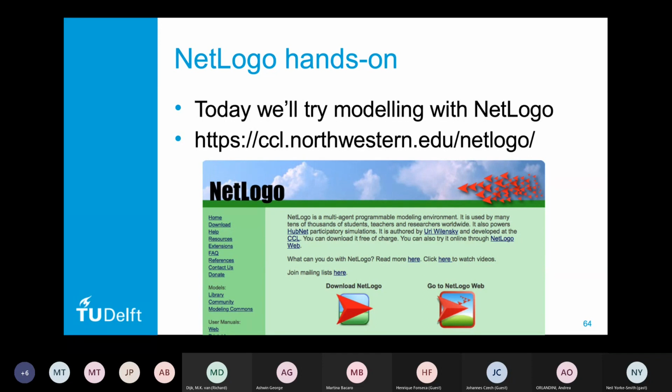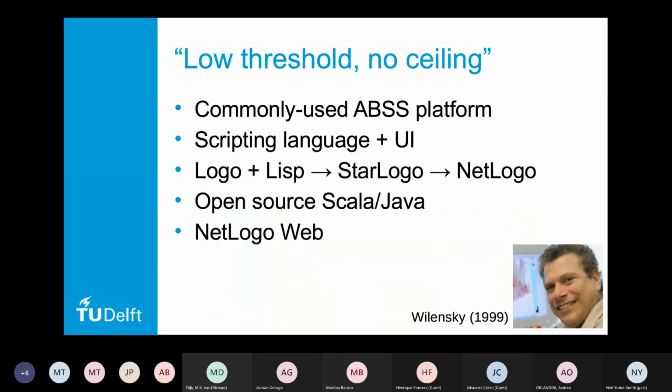Okay. These are screenshots from the NetLogo website, which is at the URL there. NetLogo, as you can guess, is derived from the Logo language. So it's a functional style of programming language, but meant to be easy to use. NetLogo is used a lot in education to teach programming and so on. But it's also used a lot in agent-based social simulation and social sciences, because it has this low learning curve. So non-computer scientists, non-programmers can use it. Even if you don't know Python, you could use it. It has a low threshold, as they say. And this is the tagline. Indeed, it's a low threshold, no ceiling.